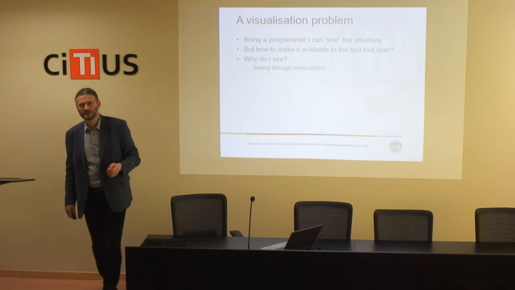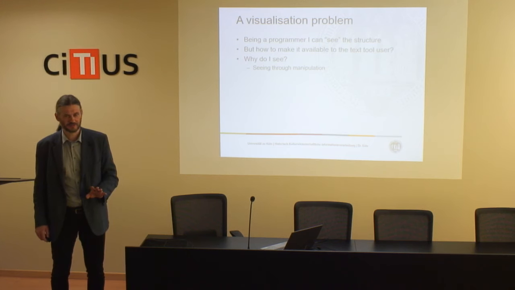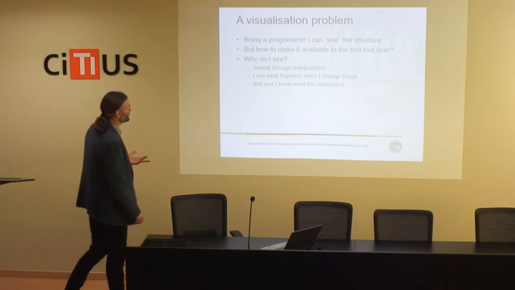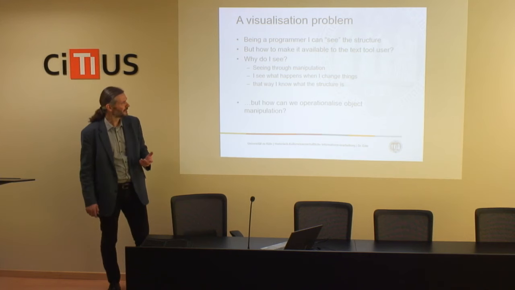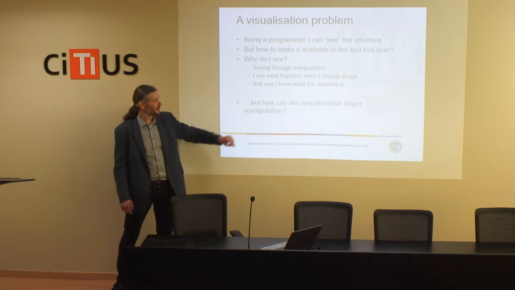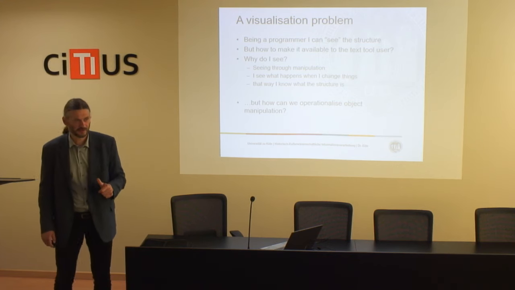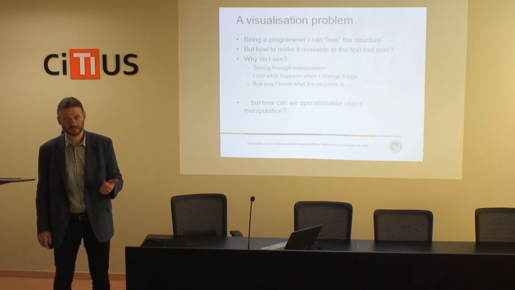And what is fairly clear here is that the reason why I see something is because I can manipulate it. I'll come back to that point in a second. I see what happens when I change things, and I understand the structure that way. So the question is how we can operationalize object manipulation and make it available for tool users, or, to the degree we cannot, how far do we have to go to accept that people doing serious work in the humanities or in cultural heritage also need to be programmers?